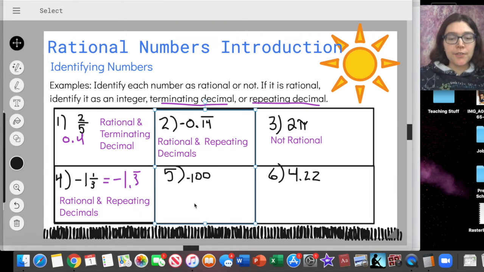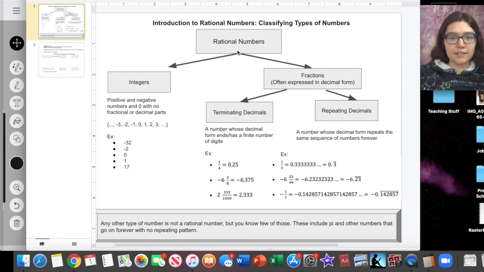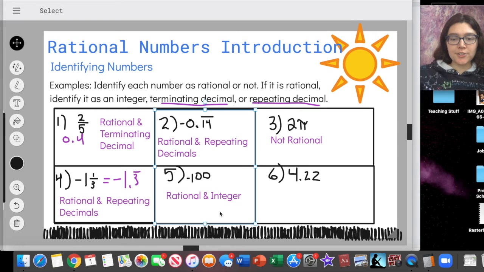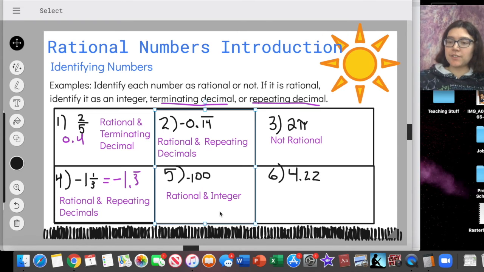All right, also I'm going to have you do 5, so I have negative 100. Okay, so you should have gotten a rational and an integer. It's an integer because there's no decimal or no fraction. Makes no difference that it's negative.